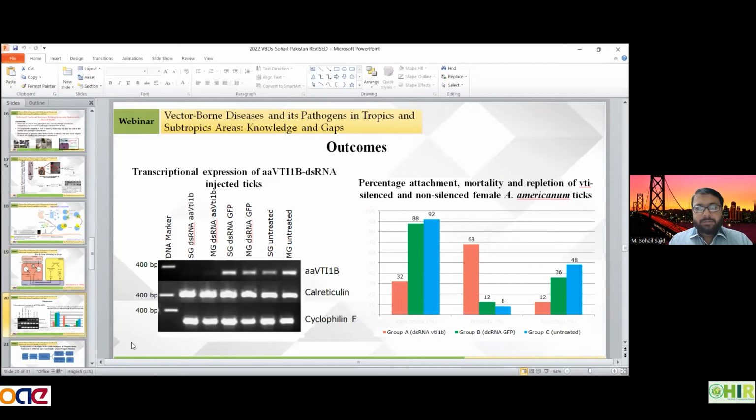All right. So these are just results of transcriptional expression of VTI1B. And here, this shows that we knocked it down successfully. And then there was a major difference in percent attachment, mortality, and repletion of VTI1B-silenced ticks as compared to non-silenced ones.